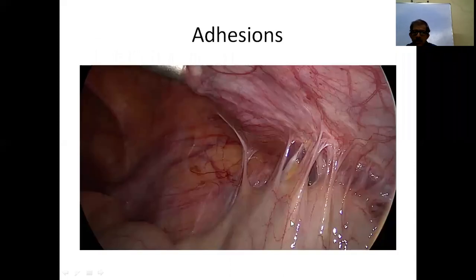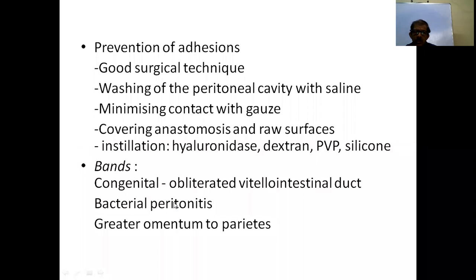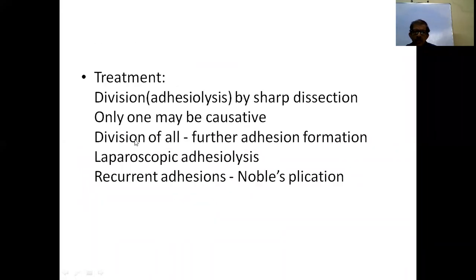See, in the example I have shown here, it is not causing any intestinal obstruction. It is simply that the bowel is adhered to the parietes, that's all. But there may be one that is causing the intestinal obstruction that you have to cut. I already told you about laparoscopic adhesiolysis. Sometimes there may be recurrent adhesion formation, and you will open the abdomen twice, thrice. Then what you can do is what is called Noble's plication. But nowadays we are not doing it because it is not much effective. This is only for academic interest, and in your entrance examination they may ask you.